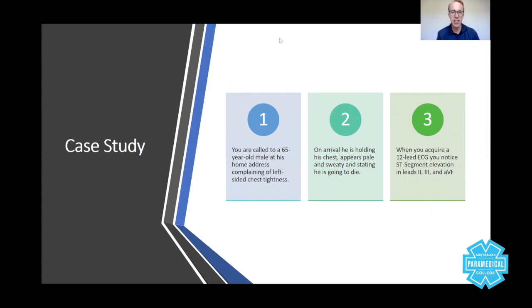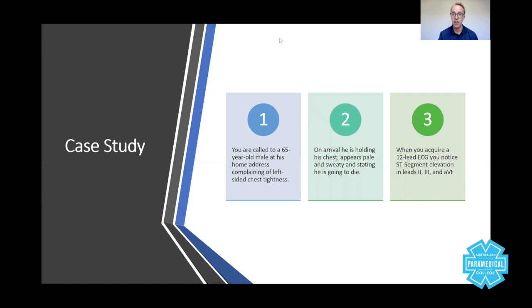Now, I like to use a case study to highlight the need for doing an ECG. And this is a typical case study that you guys will be called to once you're state paramedics. So you are called to a 65-year-old male at his home address, complaining of left-sided chest tightness. When you arrive, he is holding his chest, he appears pale and sweaty, and he's telling you that he's going to die. When you undertake a 12-lead ECG, you notice ST segment elevation in leads 2, 3, and AVF.